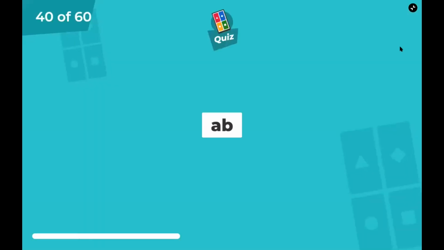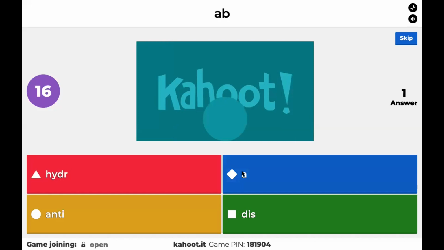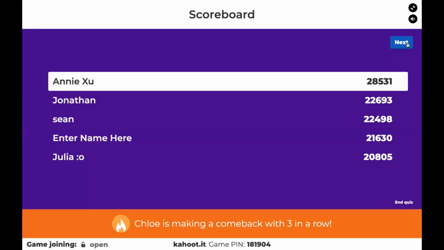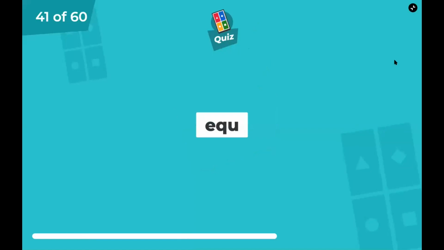Ab. So this should be the last question along these types. Ab: red is hydra, blue is A, yellow is anti, and green is dis. A actually might be the right answer. Not totally sure, but I think that might be. I have to check.